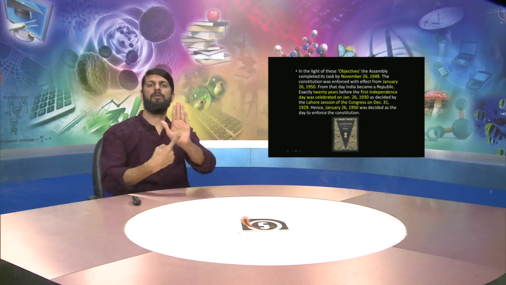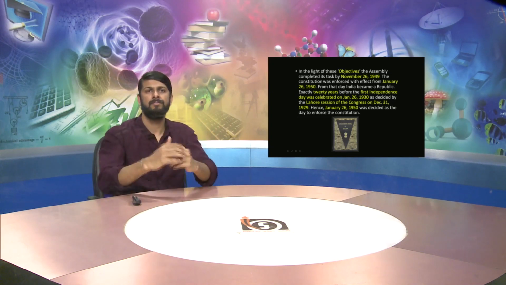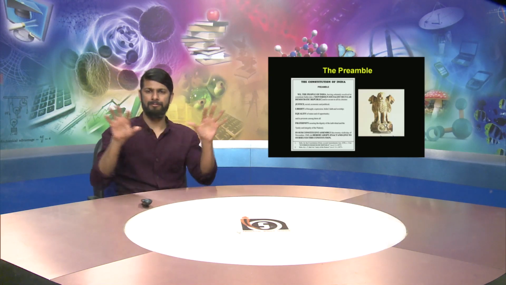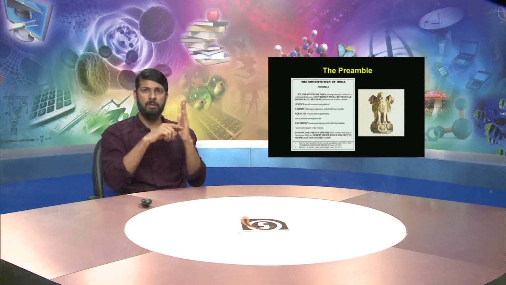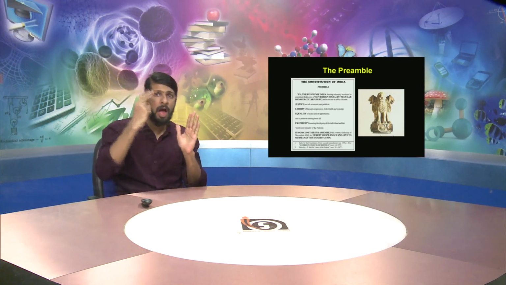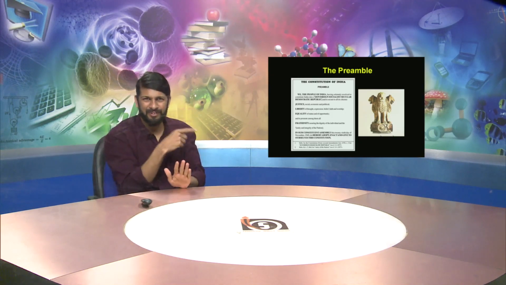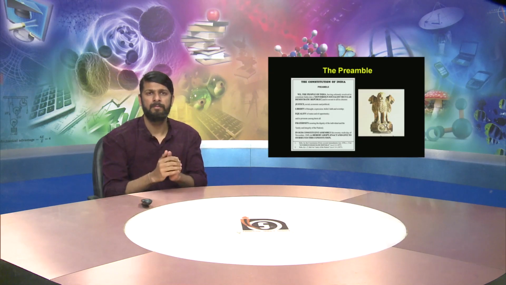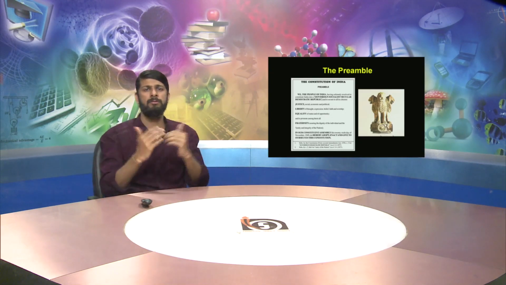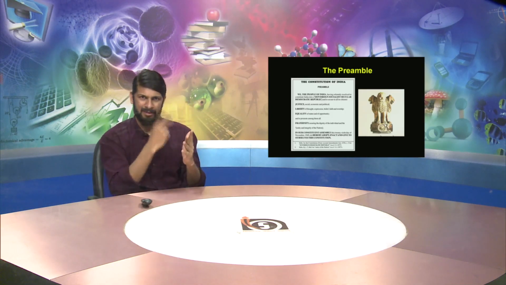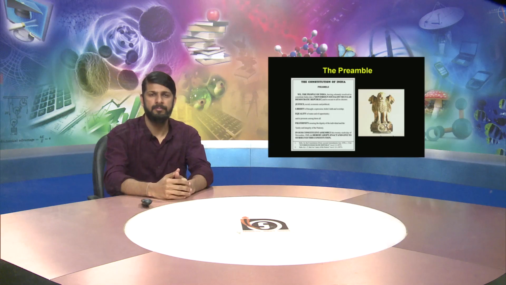Since then, in the year 1950, January 26, the preamble, this is the sign of preamble. We have a written preamble of India. You can see on the screen: we the people of India having solemnly resolved to constitute India into a sovereign, socialist, secular, democratic republic.